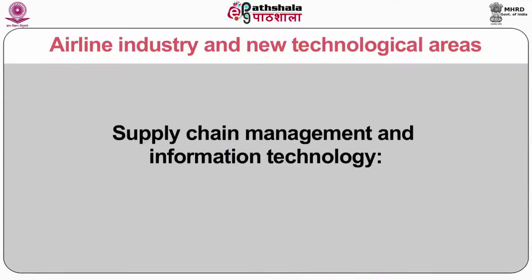Let us discuss supply chain management and information technology. Supply management can be defined as all the processes concerned with the improvement of movement and handling of goods from point of supply to point of demand. Supply chain management is a process which is responsible for development and management of the total supply system of any organization at both internal and external levels.